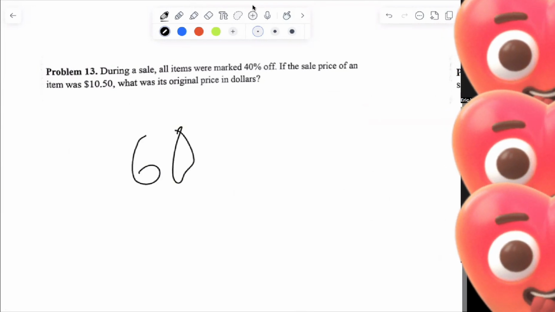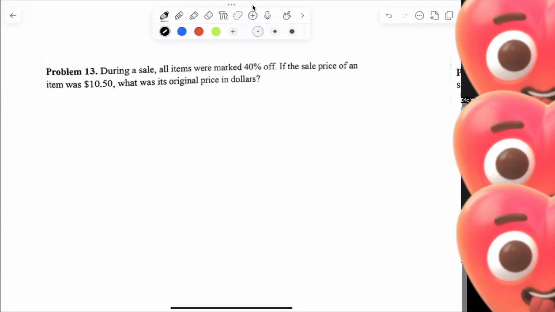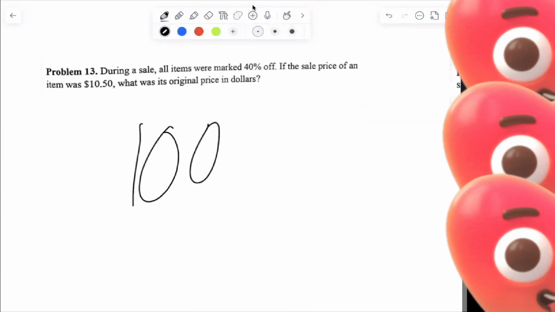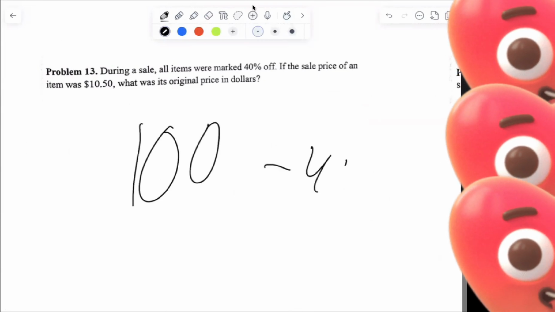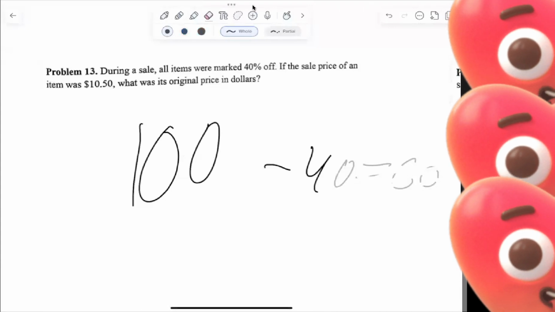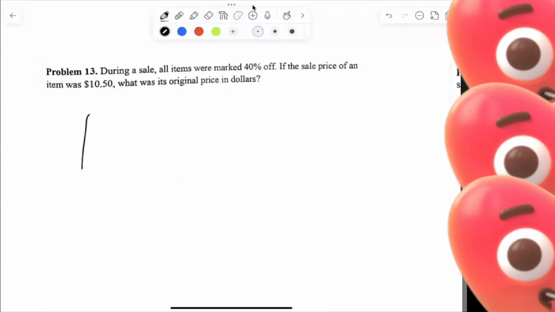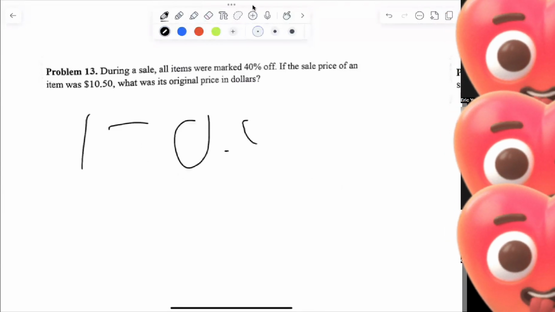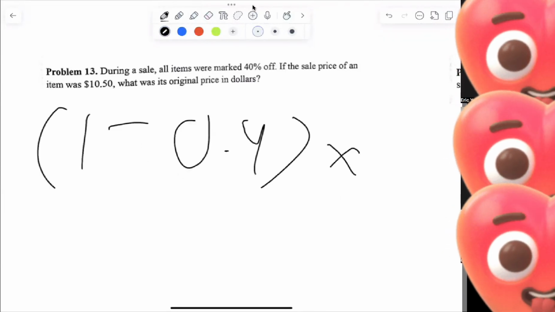If it's 40% off, say its original was 100. Now 40% off of 100 is just minus 40, which gives you 60 left. Or in decimal, you can say that's (1 minus 0.4) times x, where x is the original price.